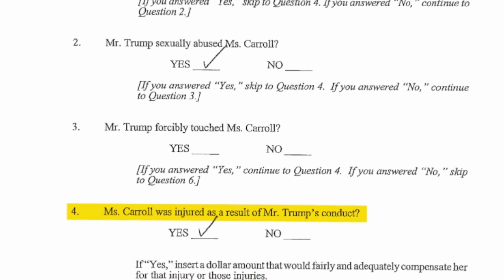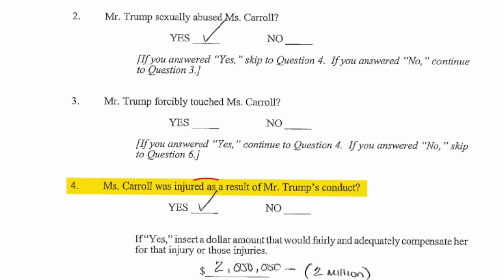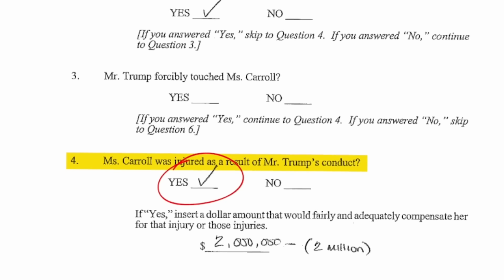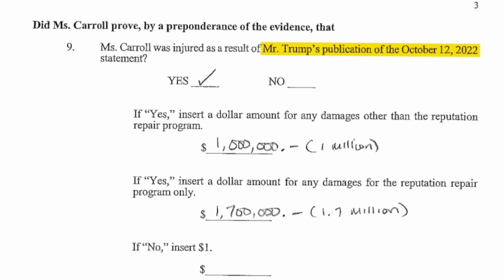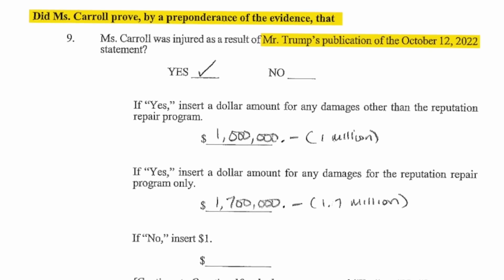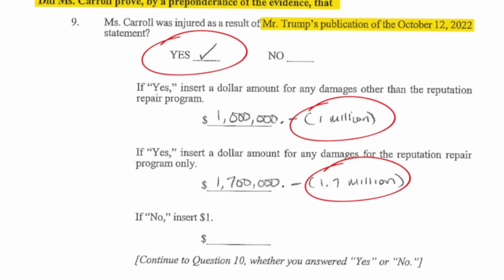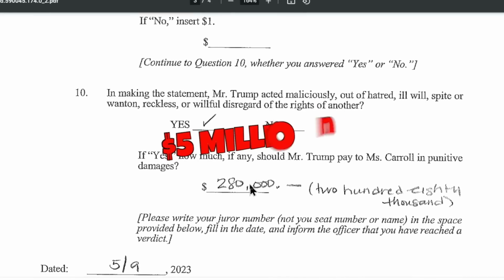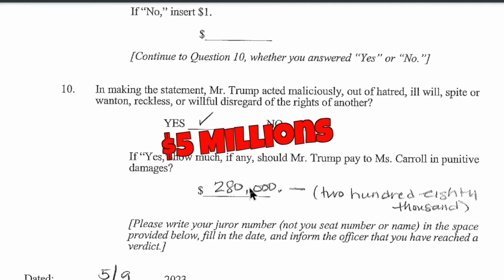Question 4, Ms. Carroll was injured as a result of Mr. Trump's conduct. The jury said yes. She had proven that she was battered. She didn't prove that she was raped. And they awarded her $2 million for the battery. And when it comes to the claims of defamation, the statement that was published on October 12, 2022, the jury believed by a preponderance of the evidence was defamatory and awarded $2.7 million. In total, the compensatory damages plus the punitive damages came out to a total of $5 million this jury awarded to Ms. Carroll for both the defamation and the battery.